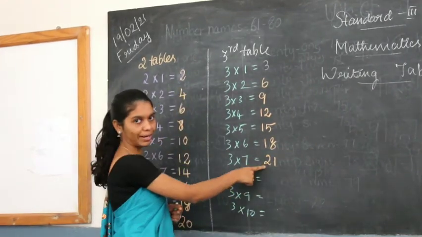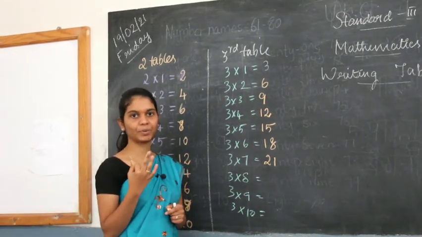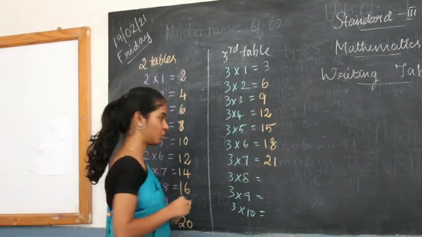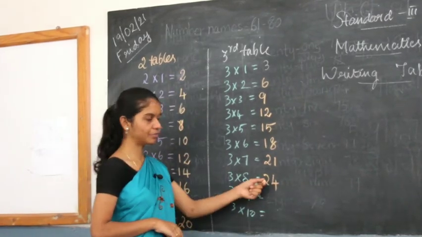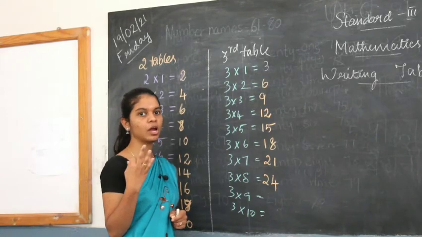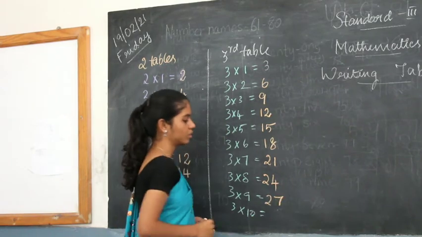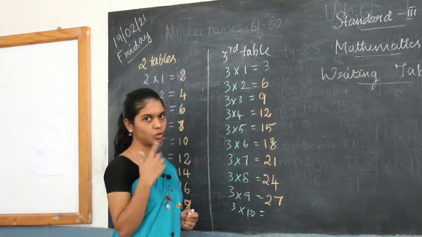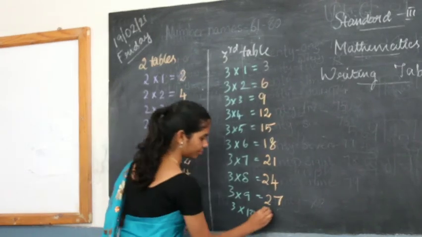So you got 21. After that, 21 in your mind, 3 in your finger. After 21, 22, 23 and 24. Now you got 24 here, 24 plus 3, 24 in your mind, 3 in your finger. After 24, 25, 26 and 27. You got 27, 27 in your mind, 3 in your finger. After 27, 28, 29 and 30.